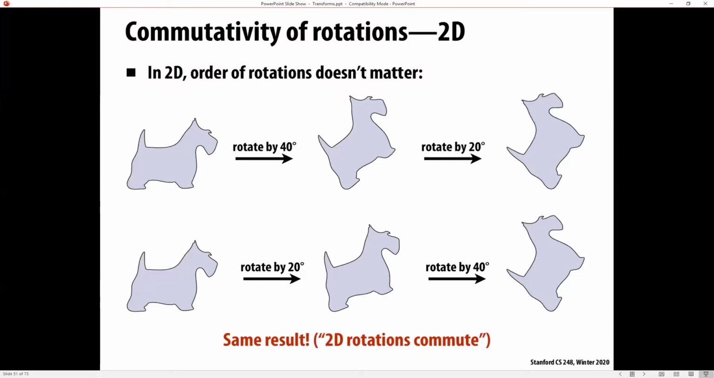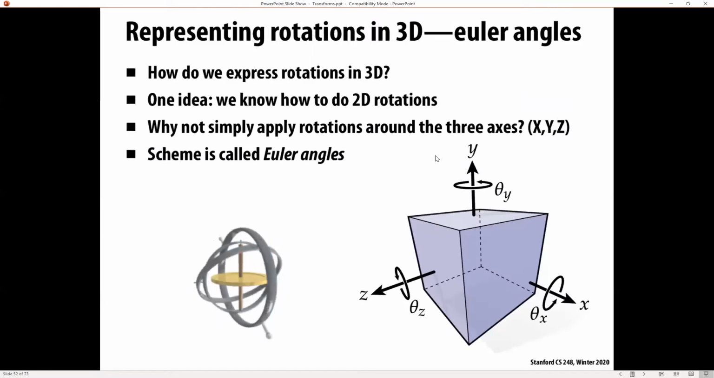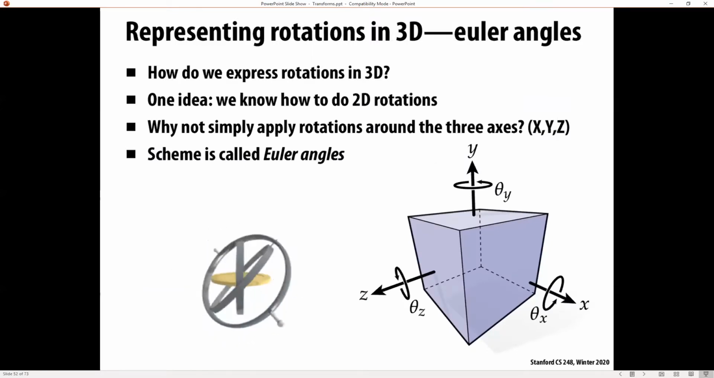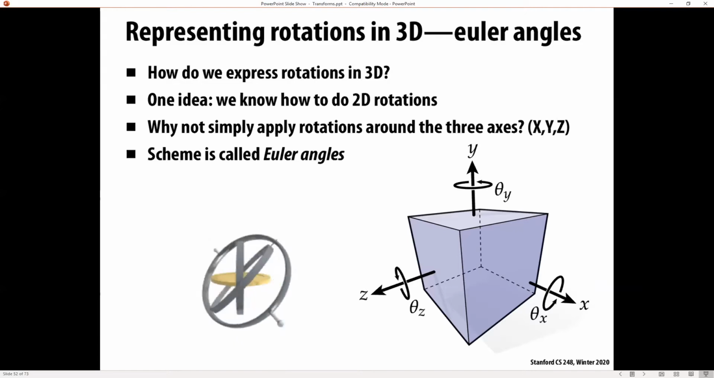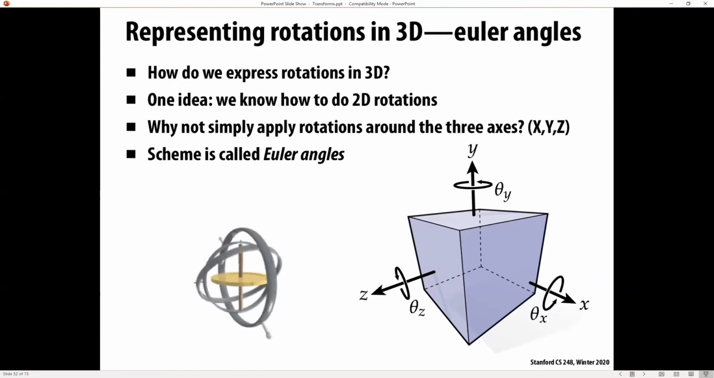If we consider rotations in 2D, it's commutative. We can rotate by 40, rotate by 20, or rotate by 20, rotate by 40. It doesn't matter. We get a 60-degree rotation. Not so with 3D rotations. We could rotate around each of the axes, and this is how gimbals work. Certain robotic systems have things that work like this thing that you see on the bottom left.